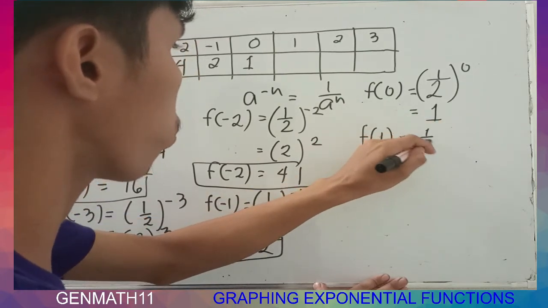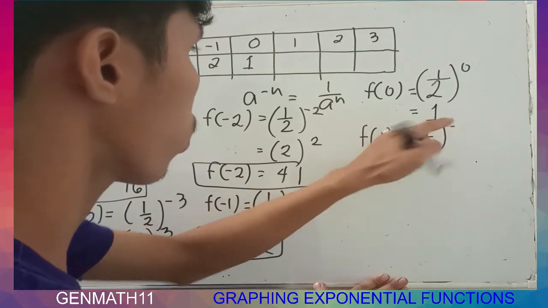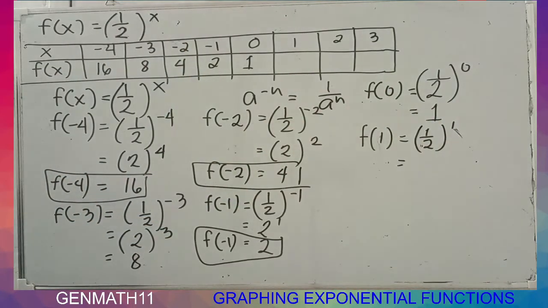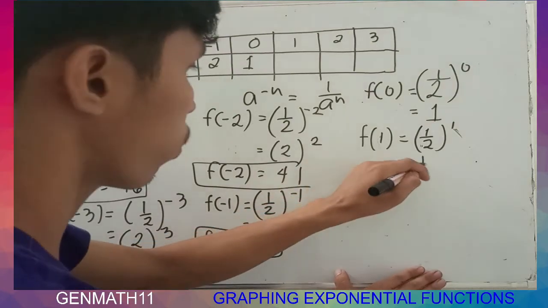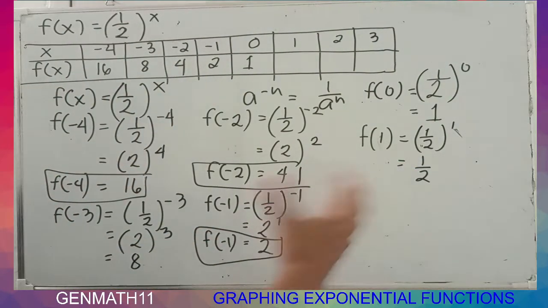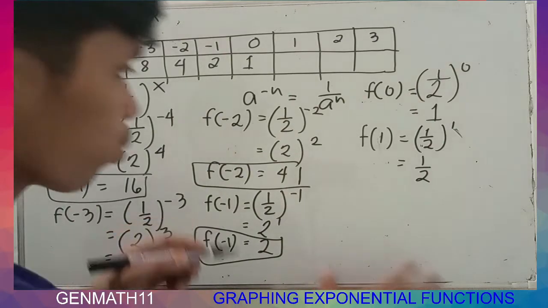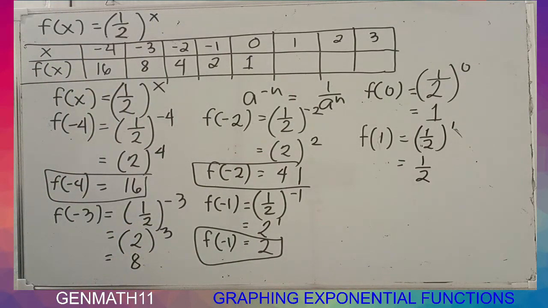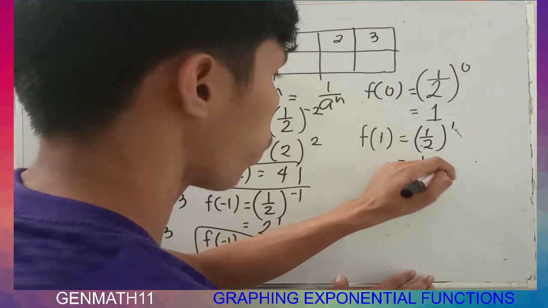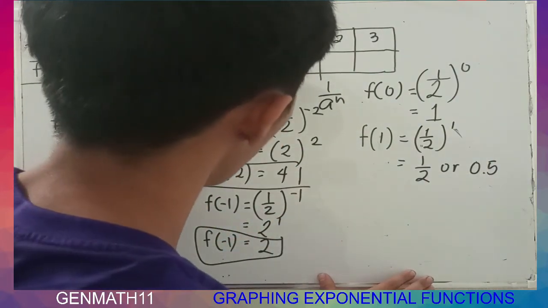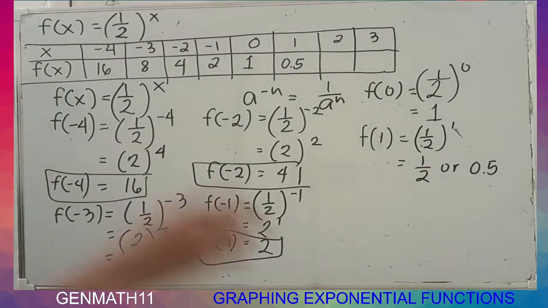So, 1 over 2 raised to the first power. So, 1/2 raised to the first power is 1/2. Then, when we graph it, we will convert it into decimal. So, the decimal equivalent of 1/2 is 0.5. Okay? So, 0.5 is what we put here. Next. So, we have 2 left.